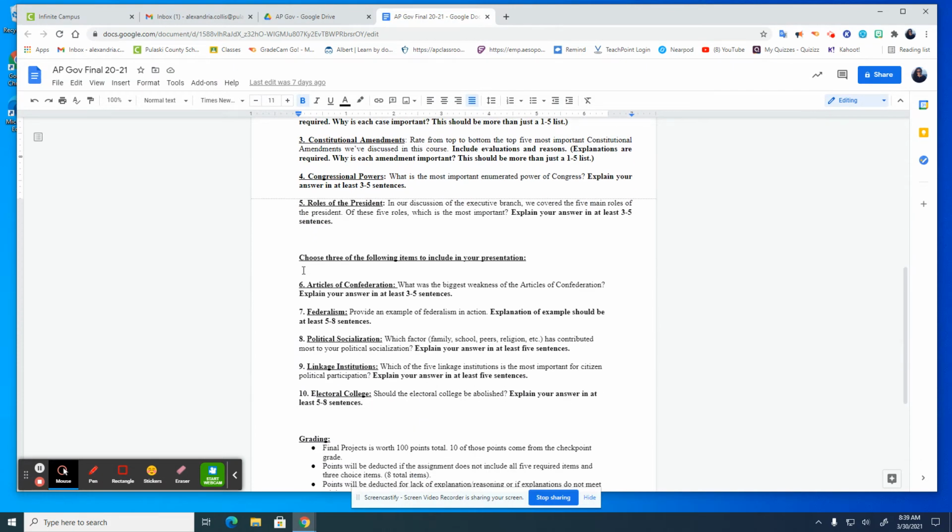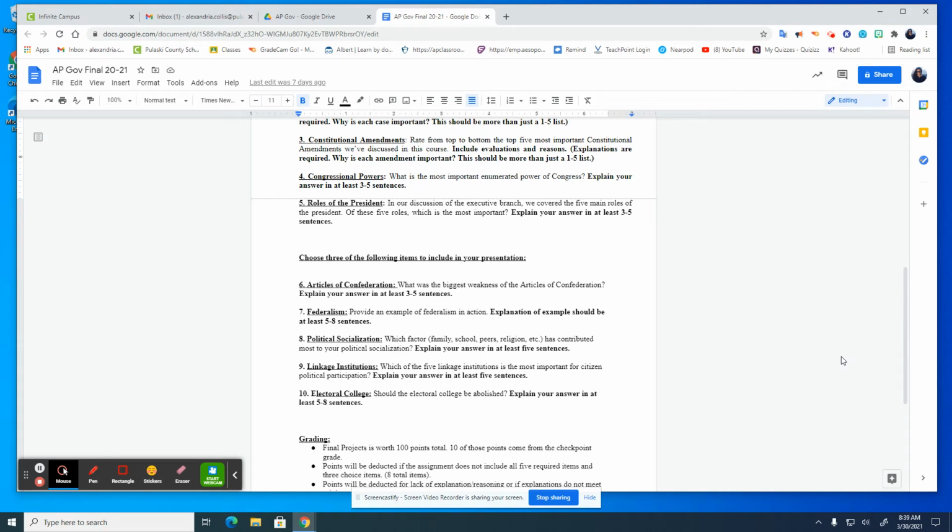The next part says choose 3 of the following items to include in your presentation. So there's 5 options here. You get to choose 3 of these. So whichever 3 you choose. Number 6 says the Articles of Confederation. What was the biggest weakness of the Articles of Confederation? You're just going to explain your answer, so whatever you think it was, in 3 to 5 sentences.